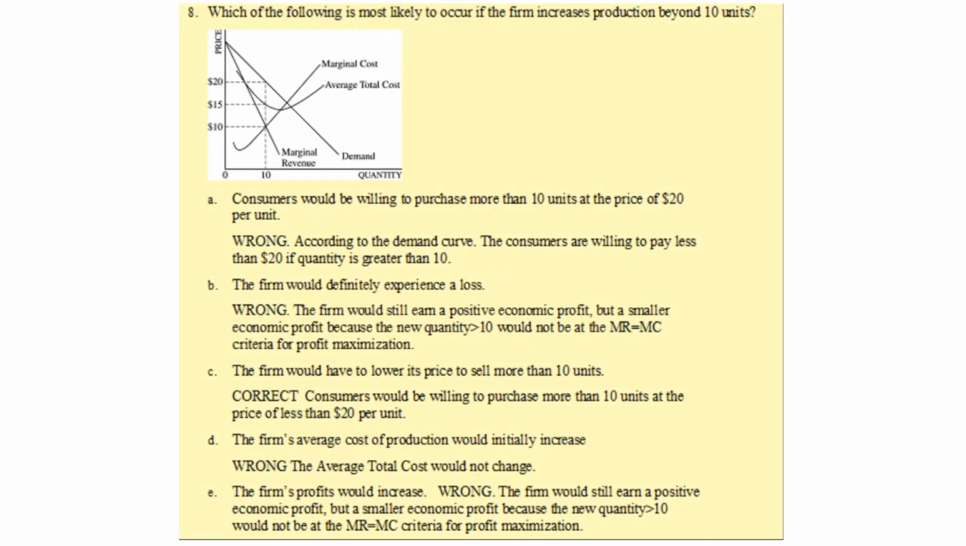Consumers will be willing to purchase more than 10 units at the price of less than $20 per unit. Now, this is according to the demand curve there. D, the firm's average cost of production would initially increase. Wrong. The average total cost would not change. E, the firm's profit would increase. This is wrong. The firm would still earn a positive economic profit, but a smaller economic profit because the new quantity greater than 10 would not be at the marginal revenue equals marginal cost criteria for profit maximization.